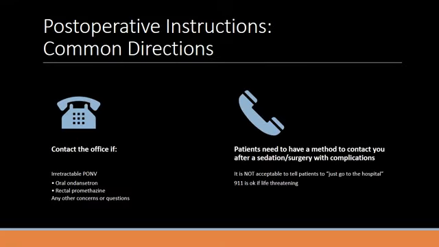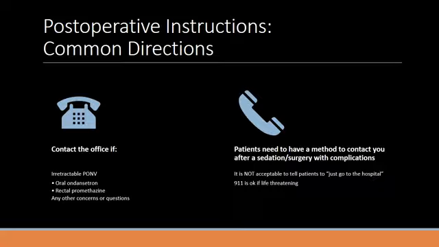And then finally, you need to make sure that they have a means of contacting the office if they run into problems. They need to know that they're supposed to contact you if they have any sort of problems like intractable postoperative nausea, vomiting, or if they start bleeding or have any sort of questions or concerns. They need to be able to contact you directly. Remember that you're the one that performed the surgical procedure, and so you're going to be responsible for managing that patient afterwards.